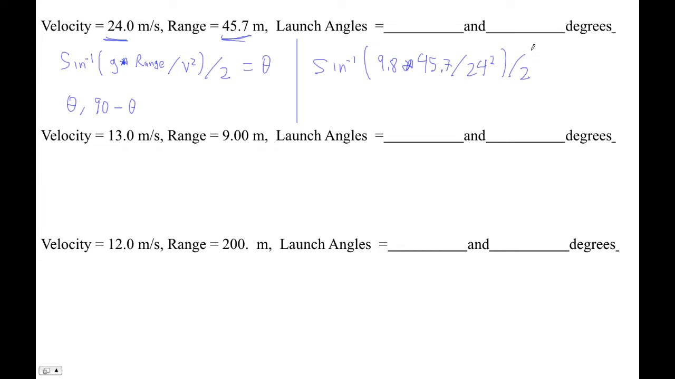So second sine. Inverse sine of 9.8 times 45.7 divided by 24 squared is equal to, and then I'm going to divide that by 2. I'm getting 25.517. So I guess I'll say 25.5 degrees, and then I'm going to go 90 minus the answer. So 90 minus second answer, 64.5 degrees also works.